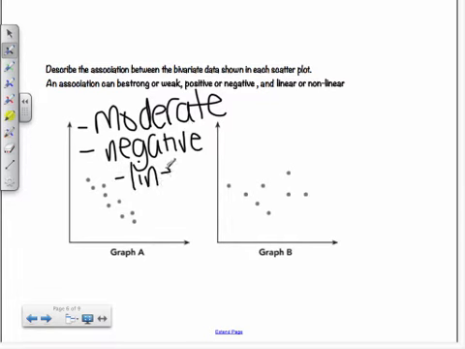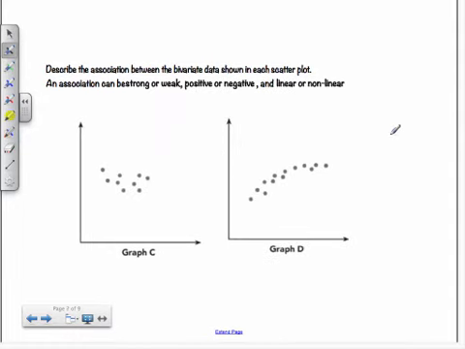Okay? Now in graph B, if you look at it, there really is no connection between your x and your y variables because the graph is completely scattered. So it has a weak association. And because of that, it's really hard to tell if it's positive or negative or if it's linear or nonlinear because it's totally scattered. So go ahead and try graph C and graph D, see what you get.